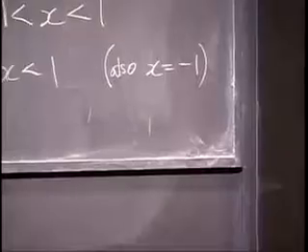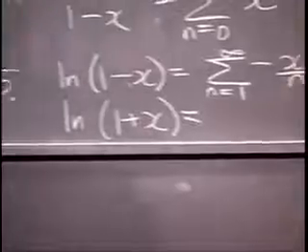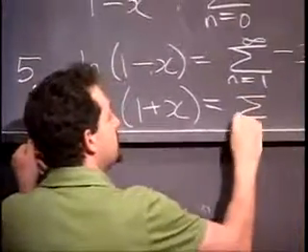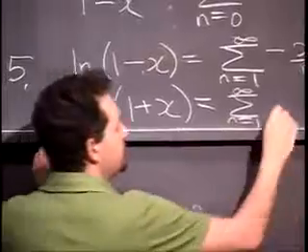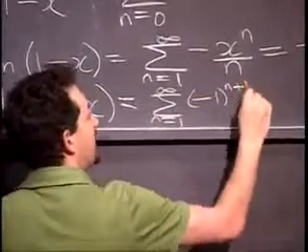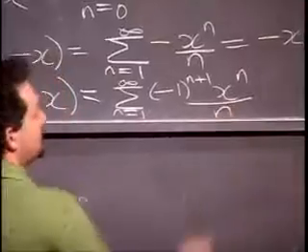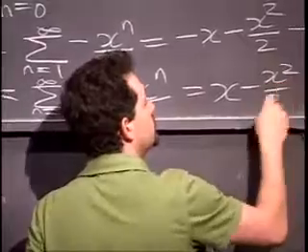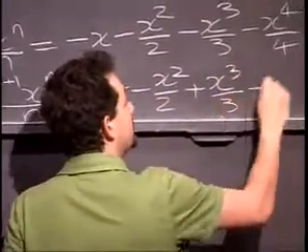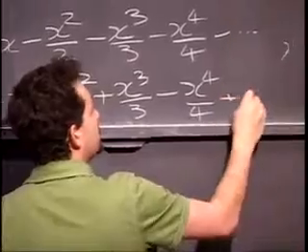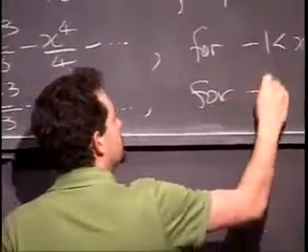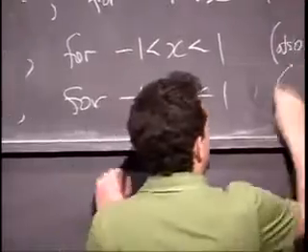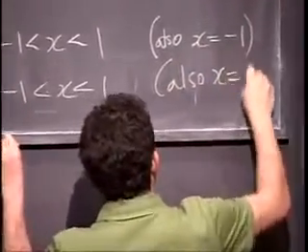Let me say the other one that I think you should learn together with it, although no matter which one you learn, you can easily get the other. If you want log of 1 plus x, you put a negative 1 to the n plus 1. It's alternating now. So it starts off positive. It's x minus x squared over 2 plus x cubed over 3 minus x to the 4th over 4, and so on. And again, this is true when x is between minus 1 and 1, and it also happens to be true when x equals 1.